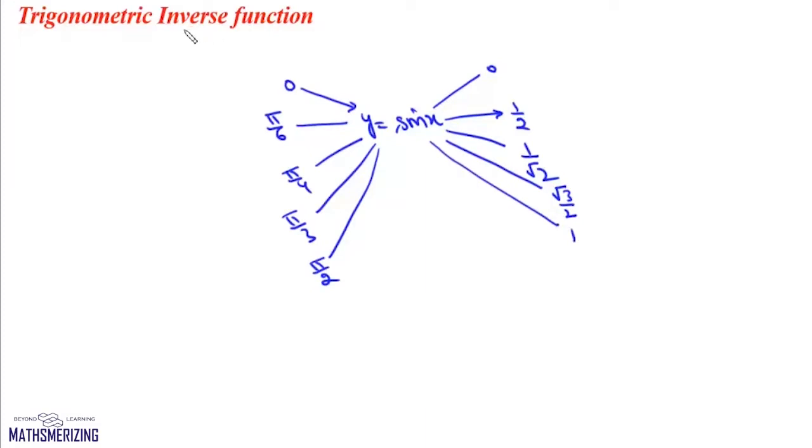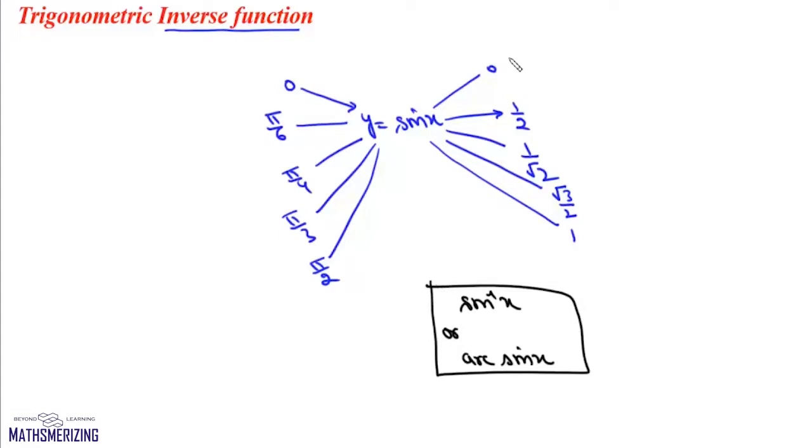Now, what about trigonometric inverse function? Now, role of inverse function, it'll be opposite to that of this trigonometric function. Now, when we write trigonometric inverse function, we write them as sine inverse of x, or we write them as arc sine x. Now, here the input will be values of x and output will be the angles.